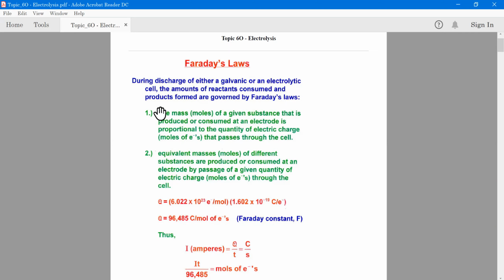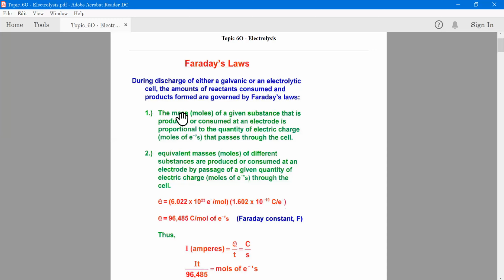Now, the overall behavior of either galvanic or electrolytic cells is determined by what are referred to as Faraday's laws, first developed and written down by Michael Faraday, of course. During the discharge of either a galvanic or an electrolytic cell, the amounts of reactants consumed and products formed are governed by these so-called Faraday's laws. And they're very simple, intuitive, in fact, when you think about it.